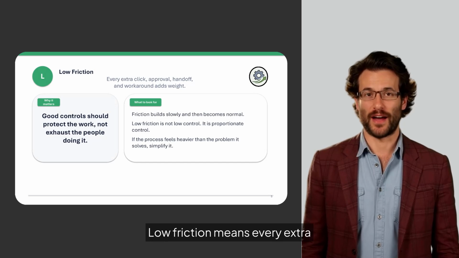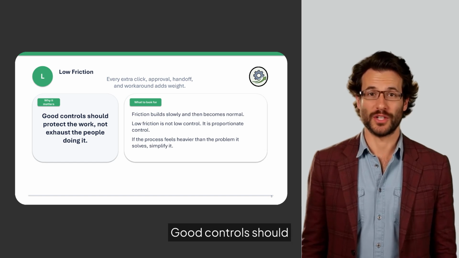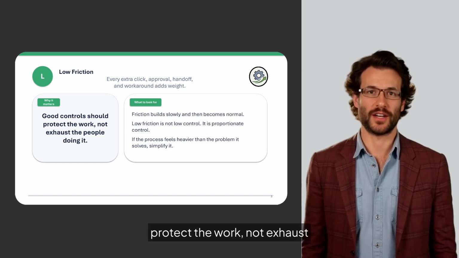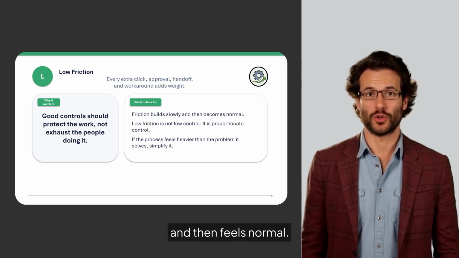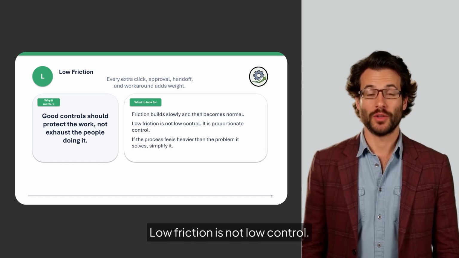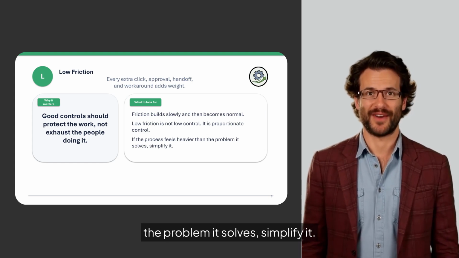Low friction means every extra click, approval, handoff, or workaround adds weight. Good controls should protect the work, not exhaust the people doing it. Friction builds slowly and then feels normal. Low friction is not low control, it is proportionate control. If the process feels heavier than the problem it solves, simplify it.